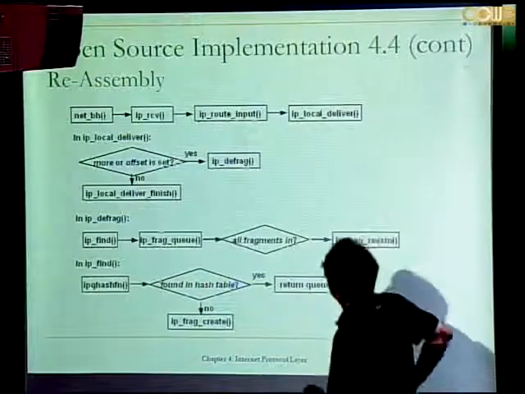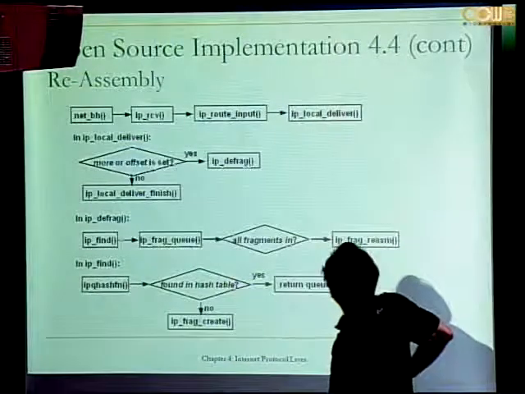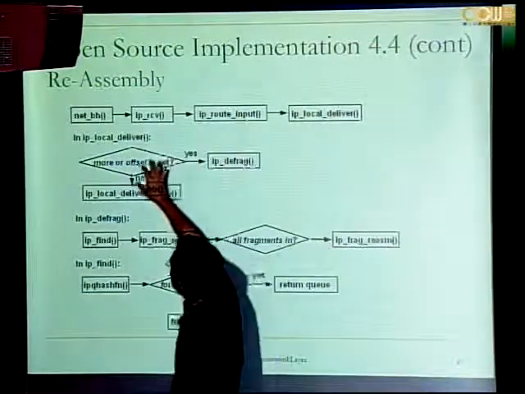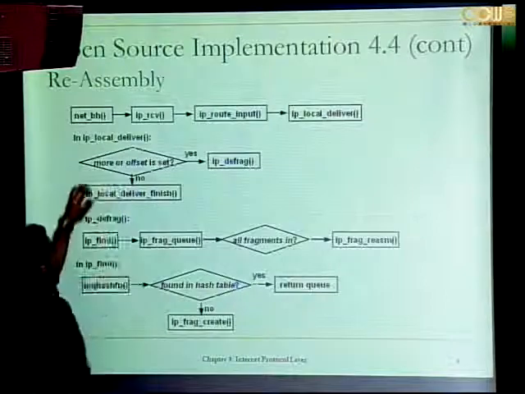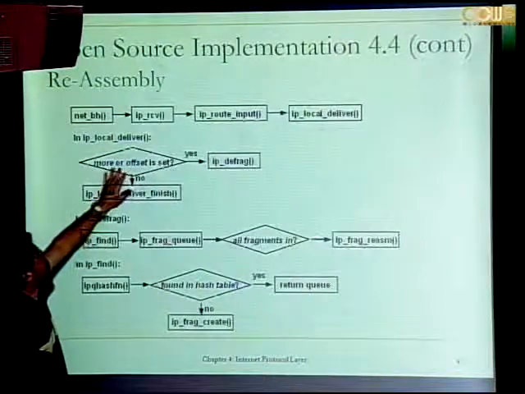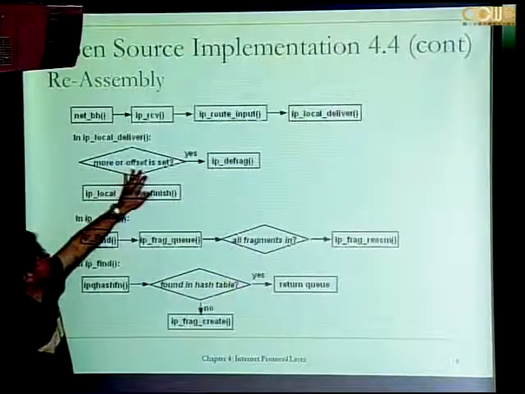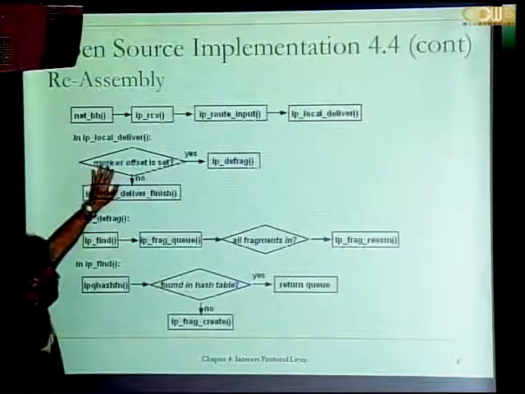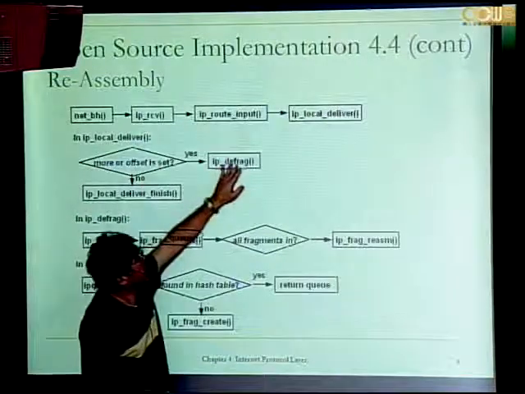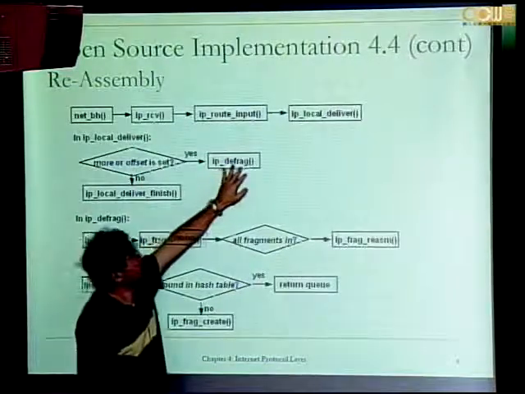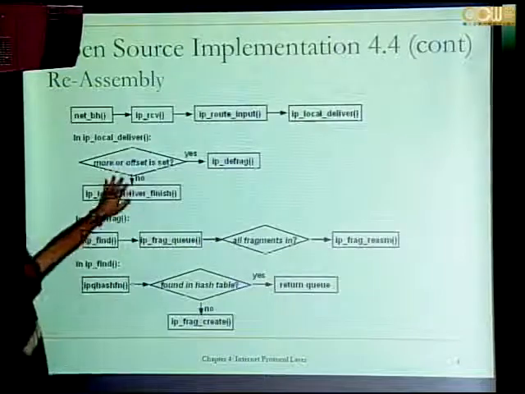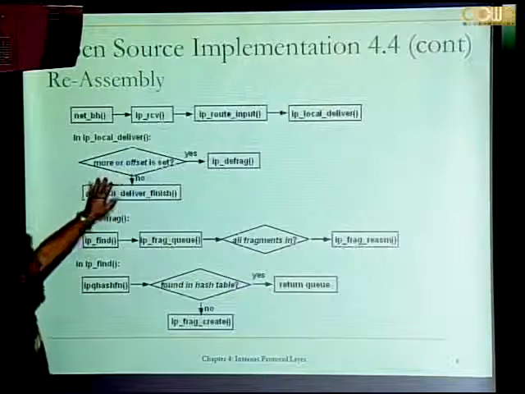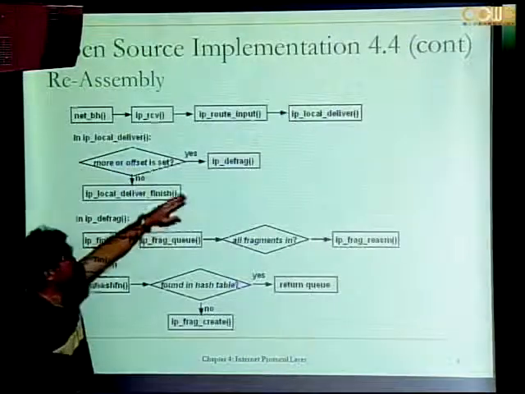In the reassembly, you will see this function here. Inside this function, it will check whether the more bits or offset is set. If there's an offset or the more bit is on, then I would go to defragment, which is reassembly. If not, then it's done. I don't do further processing. But if this is on or this is on, then I do that.